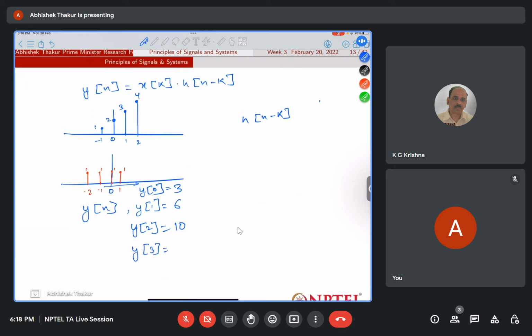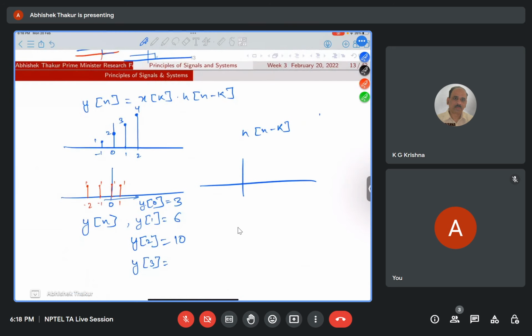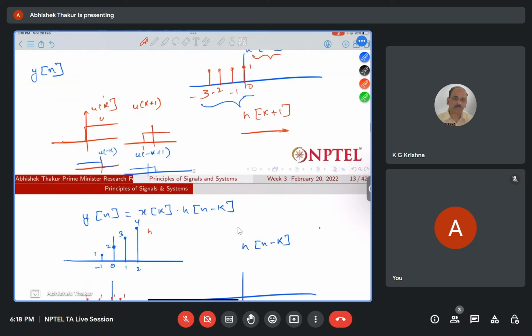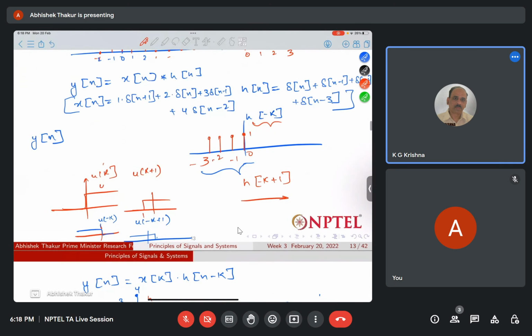Y3 is equal to, when you are shifting 3 units, then it will be 1, 2, 3. It will start from, this is our h of minus k plus k.